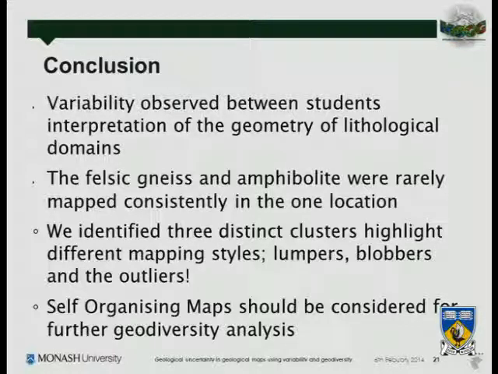The felsic gneiss and the amphibolite were rarely mapped consistently in the one location. So that's something to think about when you're looking at a map that you don't know how good the quality of it is. Look at the style of lithology, and should you expect that it is mapped in the right location. And we did see 3 clusters, and you could probably say that there's the lumpers, the blobbers and the outliers. So it's something to do with the style.